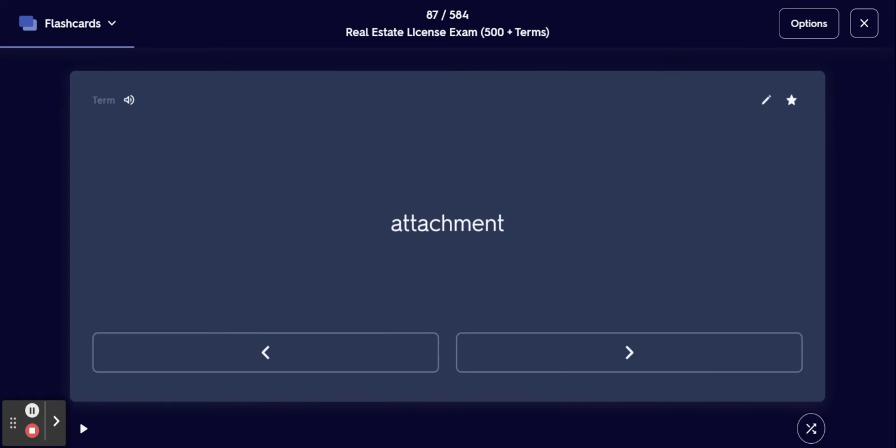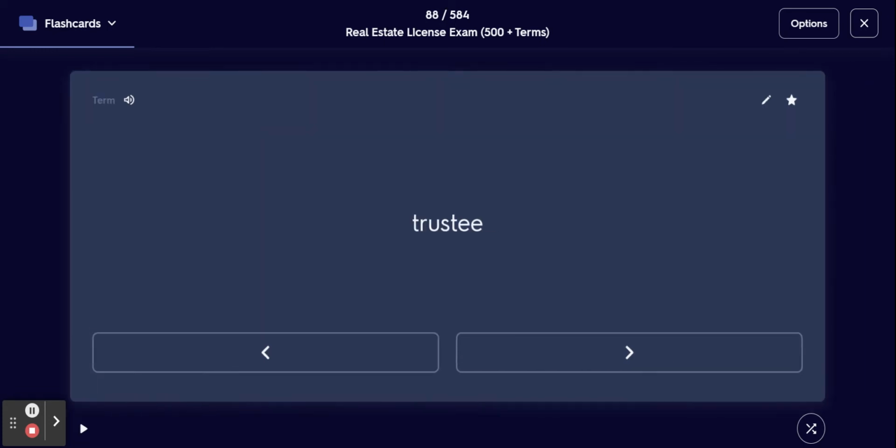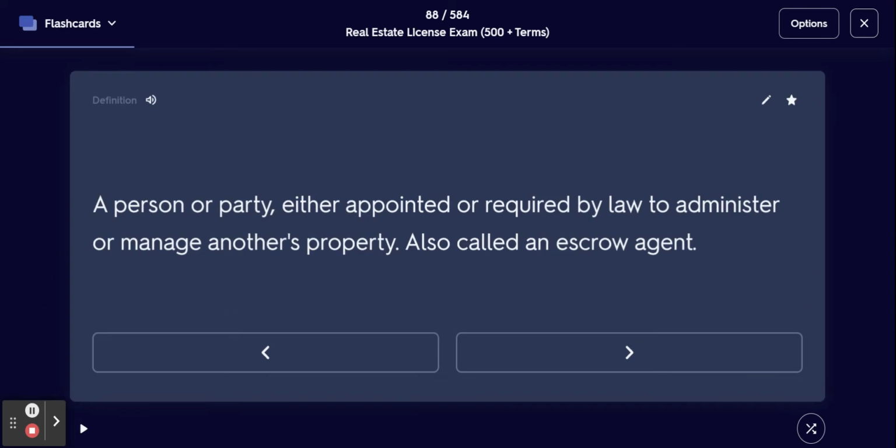Attachment. A legal writ obtained to prevent removal of property that is expected to be used to satisfy judgment. Trustee. A person or party either appointed or required by law to administer or manage another's property, also called an escrow agent.